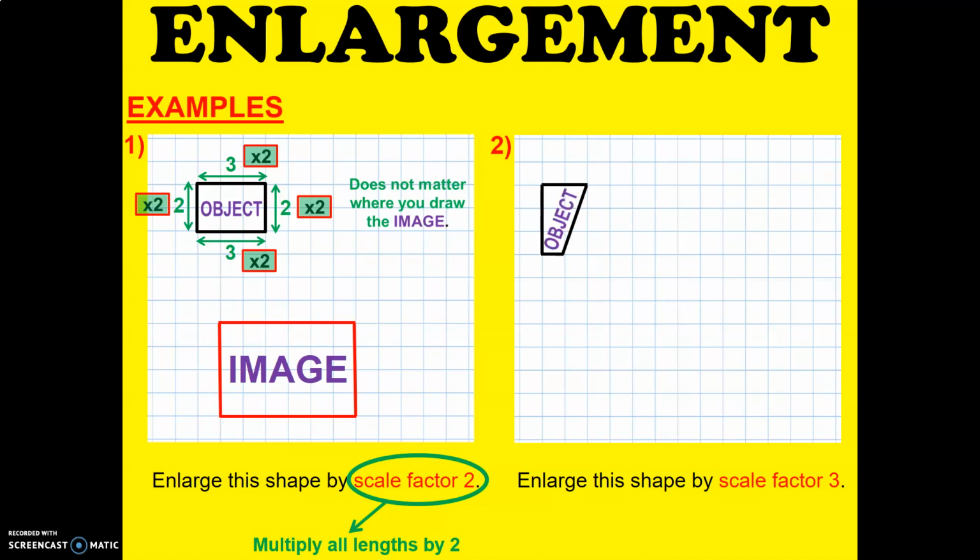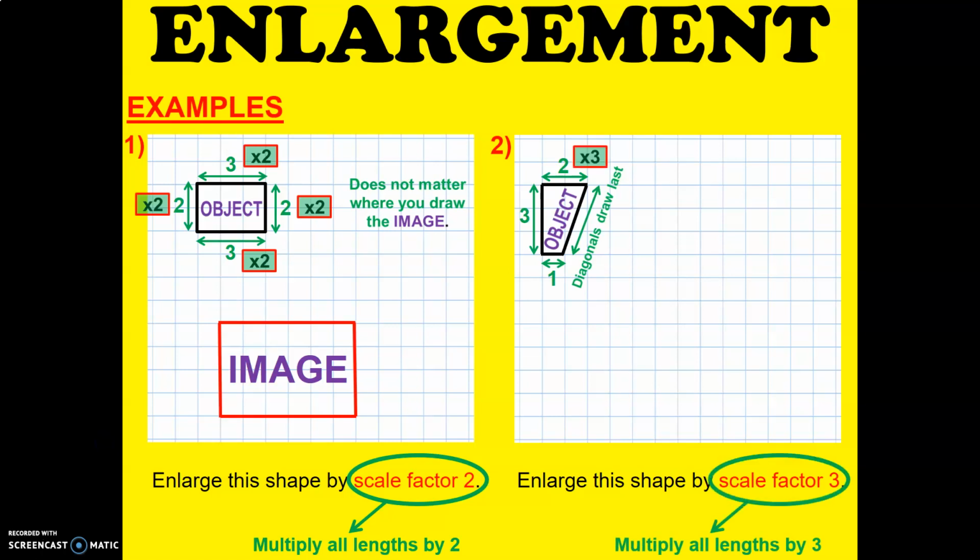Second example, enlarge this shape by scale factor 3. Measure each side. That's 2, 3, 1. No need to measure the diagonal since the diagonal is the last thing to draw. And again, it doesn't matter where you will draw your image. Scale factor 3 means multiply all lengths by 3. 2 times 3, 3 times 3, 1 times 3.